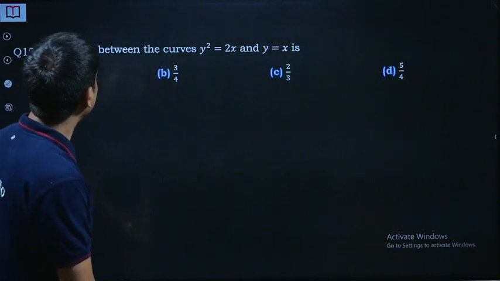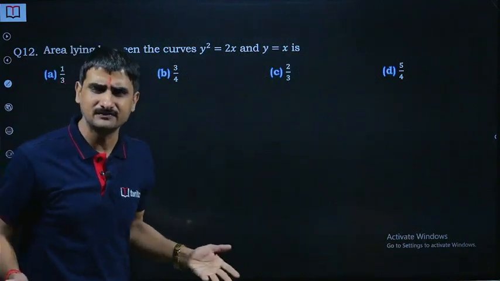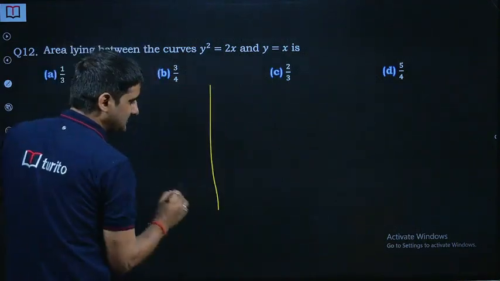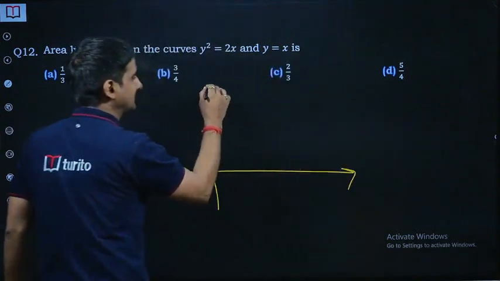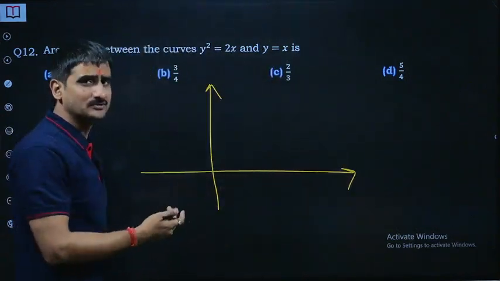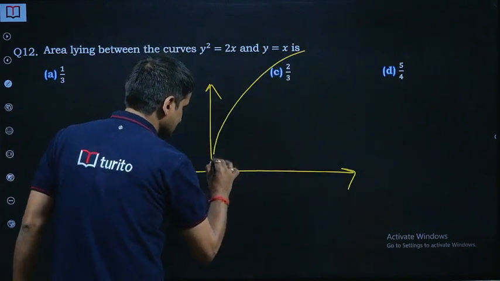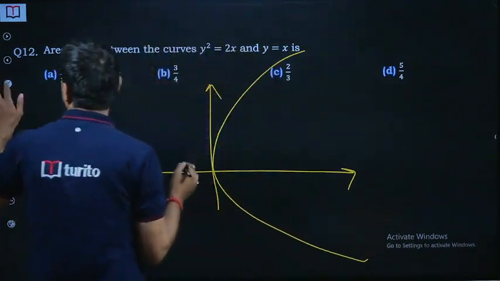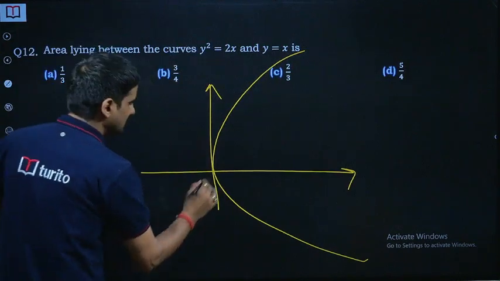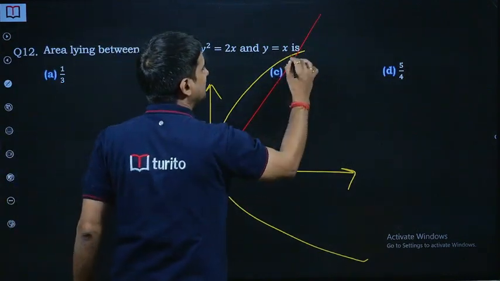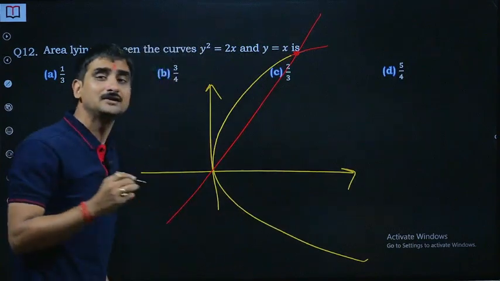So area lying between the curve this and this. See, that's a simple question of area that you might have done for your board exams also. So y square is equal to 2x. That's a horizontal parabola, and y is equal to x line. So it meets here. So you have to just find the point of intersection.